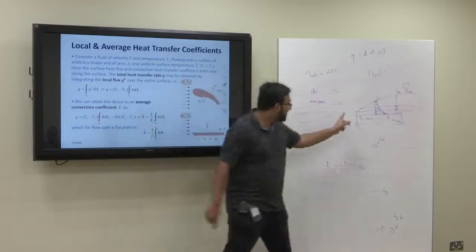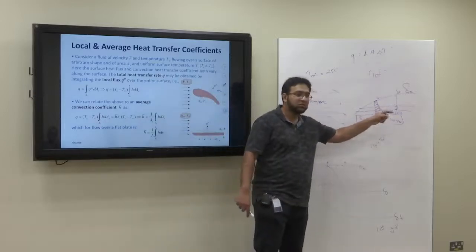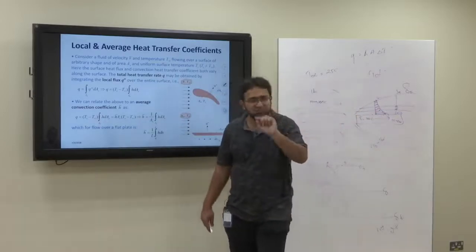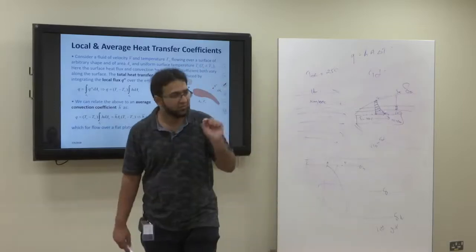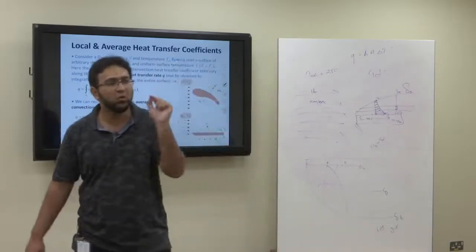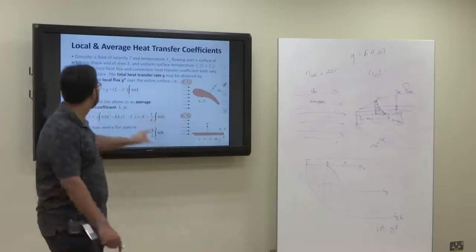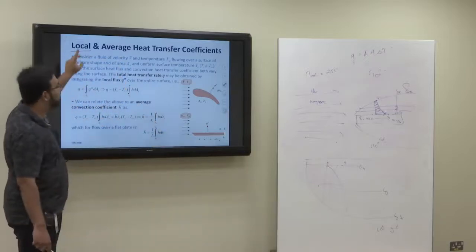So the value of h will change from point to point. But if you want to know the value of h at any specific point, then that value of h is known as the local heat transfer coefficient.